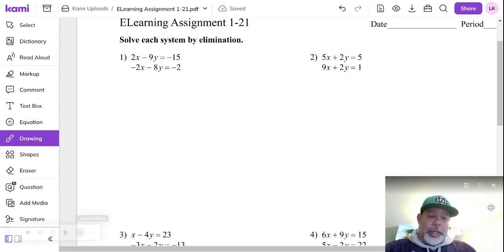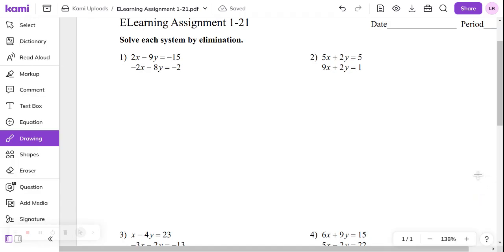So again, this is all elimination. Again, remember there's more than one way to do it, so you might have done it a slightly different way, and you could be correct. Okay, so without further ado, get rid of my ugly mug, and let's get started.